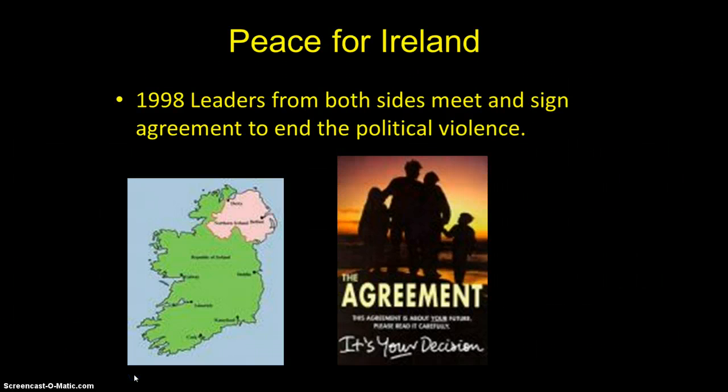Just recently, in 1998, leaders from both sides met. They signed an agreement to end the political violence. You can see right here again where you have Northern Ireland located up here, and then the rest of the island of Ireland right there. Here's a poster that was sort of leading up to that peace agreement between them and Northern Ireland.